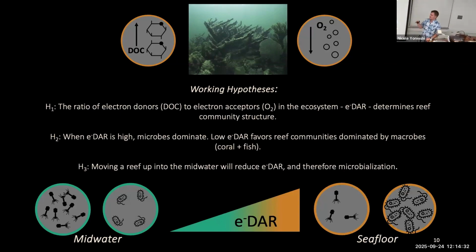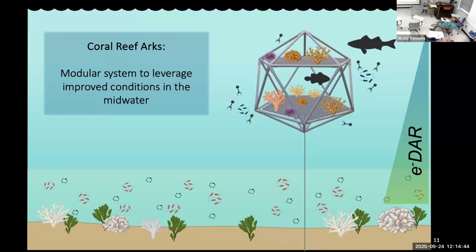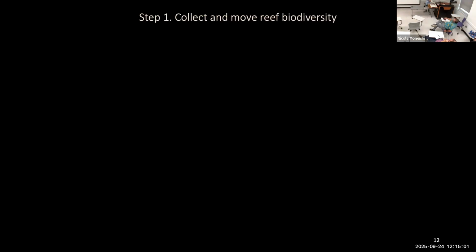And finally, kind of our mechanistic part of this is we expected that by moving a reef community up into the midwater, where you have more oxygen and you have lower DOC, we'd be able to reduce EDAR and therefore microbialization. So the way that we decided to do this was these tools called coral reef arcs, which basically get off of this benthos where you have a lot of these metabolic processes happening up into more stable midwater conditions. And so we had to figure out how to build these midwater reef systems.